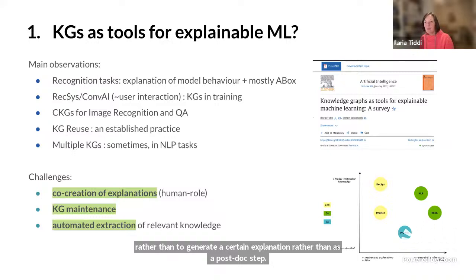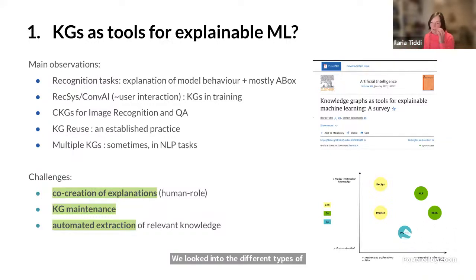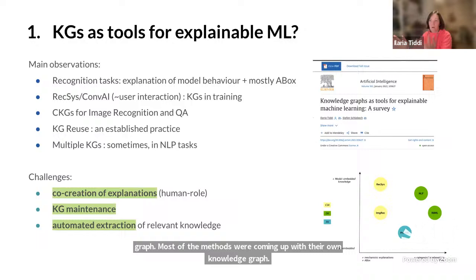We looked into the different types of knowledge graphs, whether they were factual, common sense, or domain-specific knowledge graphs. And it turns out that common sense knowledge graphs, there are not that many, but they were being used for image recognition and question answering. We also looked into the reuse of knowledge graphs. We've been talking so much in our field about reusing knowledge graphs and ontologies, and we asked, okay, is this being applied in this field? And it turned out it was quite an established practice. Very few were coming up with their own knowledge graph. Most of the methods were using DBpedia, Wikidata, ConceptNet, or a combination of them.